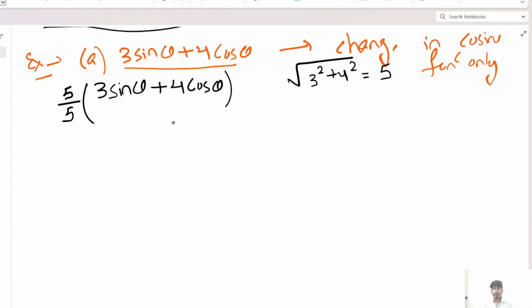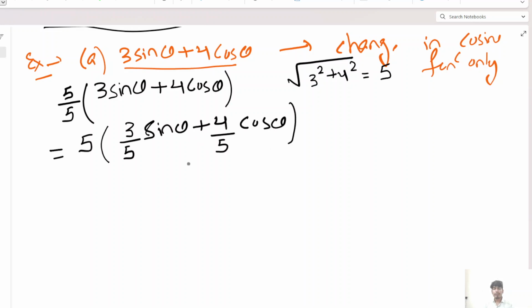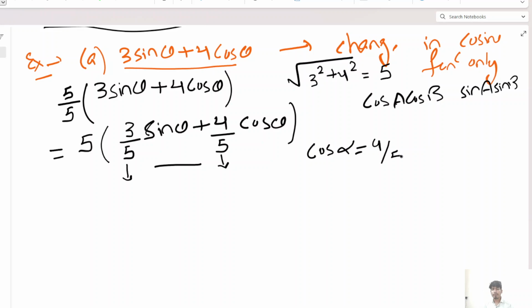Then this 1 upon 5 is multiplied inside, and 5 remains: 3 upon 5 sin theta plus 4 upon 5 cos theta. We have to change this function into cosine. Then what is the cos formula? This is cos A cos B and sin A sin B. Means 3 upon 5 is sin alpha and 4 upon 5 is cos alpha. Then cos alpha is 4 upon 5 and sin alpha is 3 upon 5.